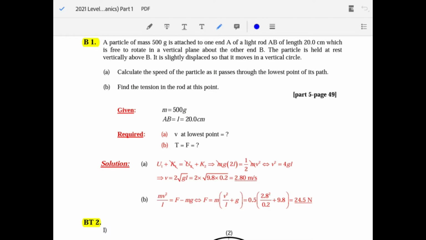Next one, find the tension in the rod. I got a bit confused there because the 2 was outside, but it's just because the 0.2 is there. They didn't use 0.4 like I did. So find the tension in the rod.